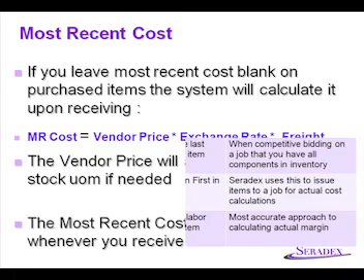If you leave the most recent cost blank on the purchased items worksheet, the system will calculate it upon receiving based on the following formula. The most recent cost will equal our vendor price, which is indicated on our purchase order, times the exchange rate that exists the date we receive the item, times a freight factor on the item vendor details. So when we multiply those together, we end up with our most recent cost. It's updated every time you receive a product.